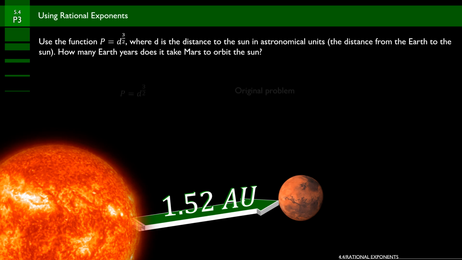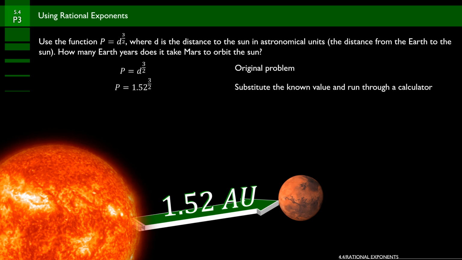So we start off with our formula, p equals d to the 3 halves. We know that from the sun to Mars is 1.52 AU. So we're going to put 1.52 in for d, and then we would use a calculator for this. 1.52 raised to the 3 halves is going to be approximately 1.87 years. So it takes 1.87 years for Mars to orbit the sun.